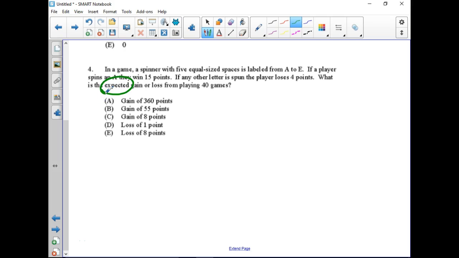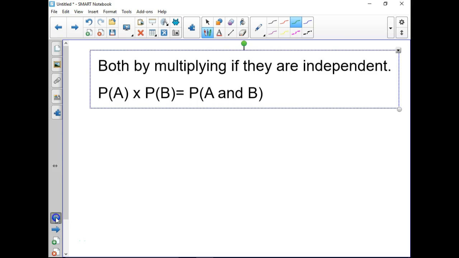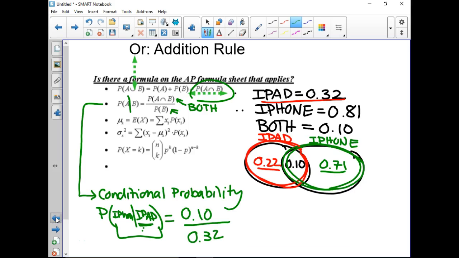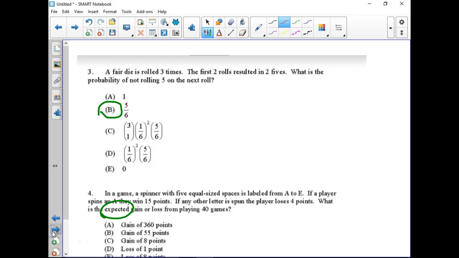Expected. If you go to your formula sheet, or right here in the packet, your expected value is right here. So this is the expected value of a probability distribution. Well, I don't have a probability distribution, but I have to find the probability distribution. I talked about this in the review session yesterday. You will either be given a probability distribution or you will have to find a probability distribution.